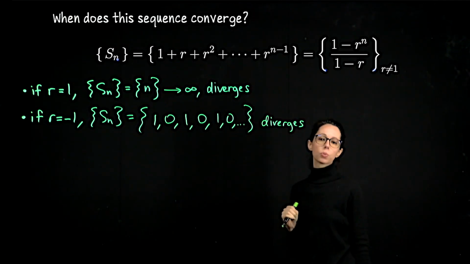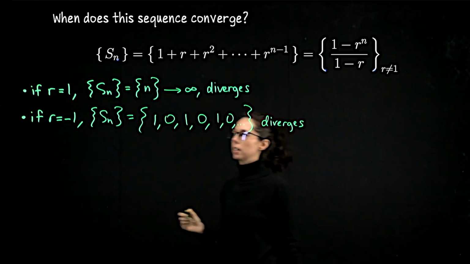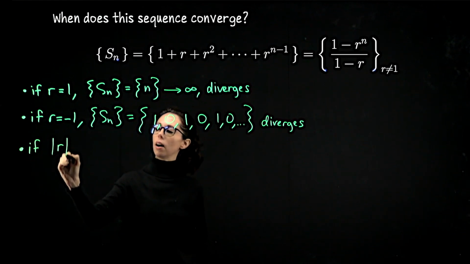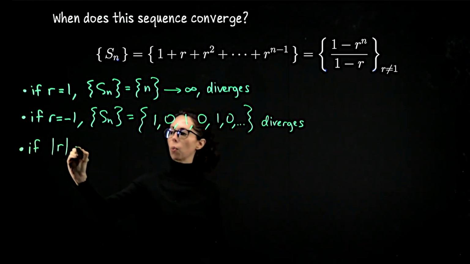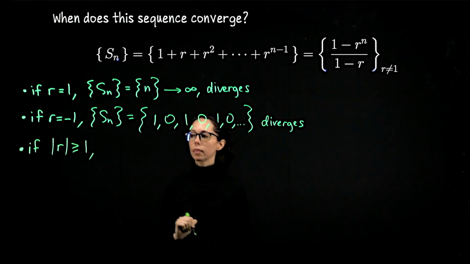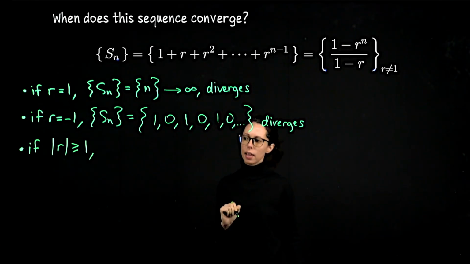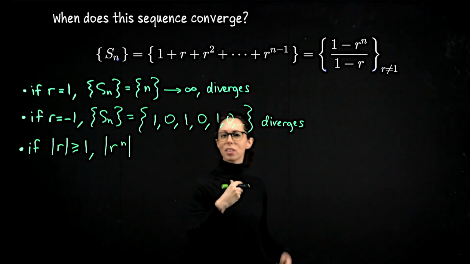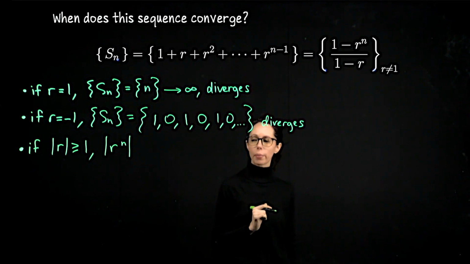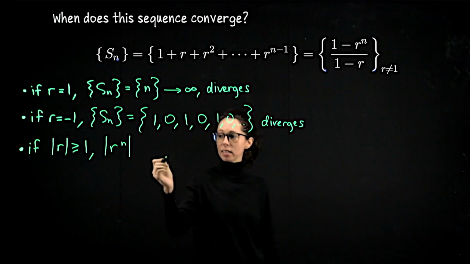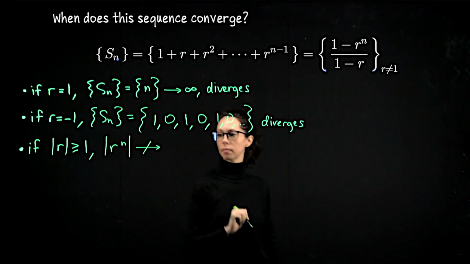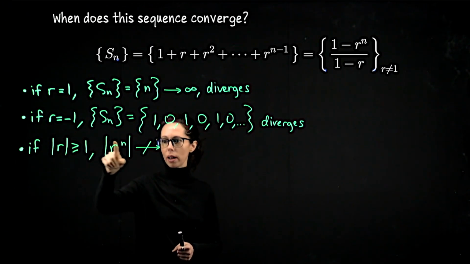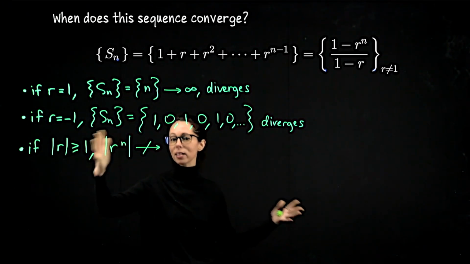Both of these examples really could be covered in this third case. So my third case is going to be, what if the size of r is greater than or equal to 1? When that happens, then if you look at r to the n, the size of the terms that we're continuing to add to our series, it doesn't go to 0. In the cases that we've already seen, when r is plus or minus 1, the size is always 1, so that doesn't go to 0.